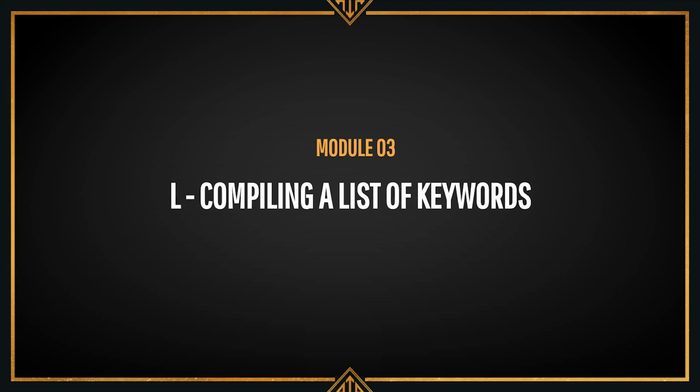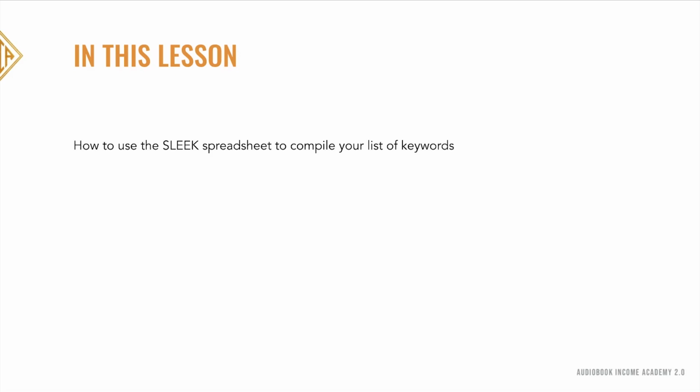What's up, guys? Welcome to this lesson where we will be talking about the second step in the Sleek method, the L letter, which is about compiling a list of keywords. So L stands for list. We'll simply be talking about how to use the Sleek spreadsheet to compile your list of keywords.